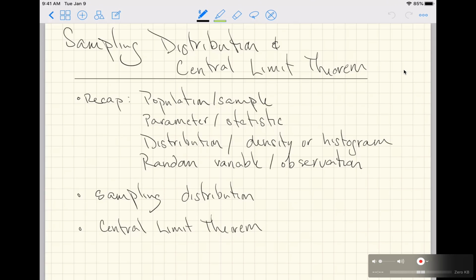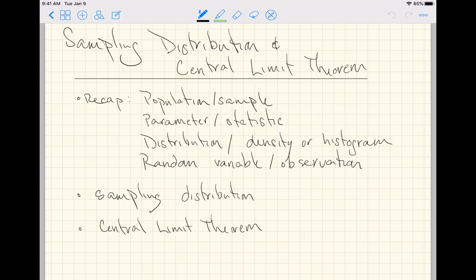This video is going to be about the idea of a sampling distribution. This is one of the more difficult concepts in the world of statistics. So I'm going to take a little bit to recap the dichotomy, if you will, between the population and the sample in the world of statistics. And following that same dichotomy, we have the parameter and statistics.